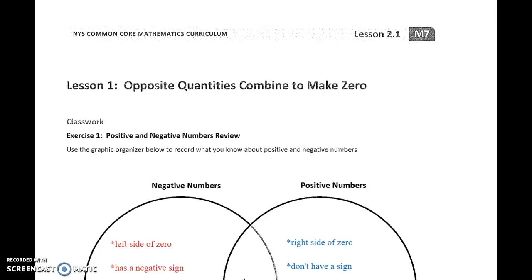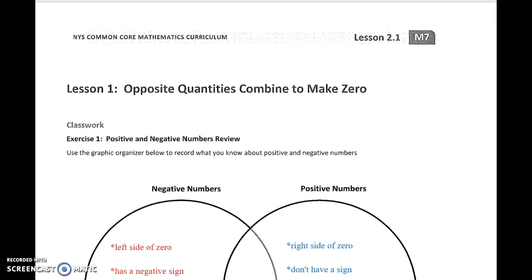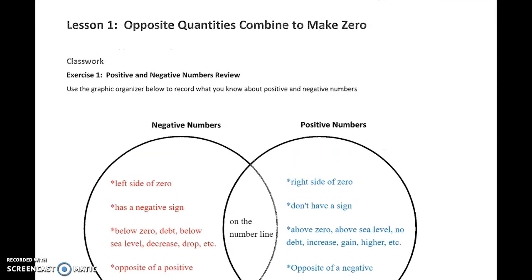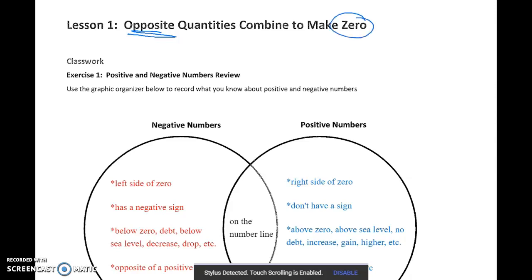All right, we are beginning Module 2, which is on rational numbers. And we're going to start with adding and subtracting, then getting into multiplying and dividing. So Lesson 1 right here is we're just going to start talking about some properties of rational numbers. And we'll talk about what rational numbers and integers are as we go through. So Lesson 1 is on opposite quantities that combine to make 0.